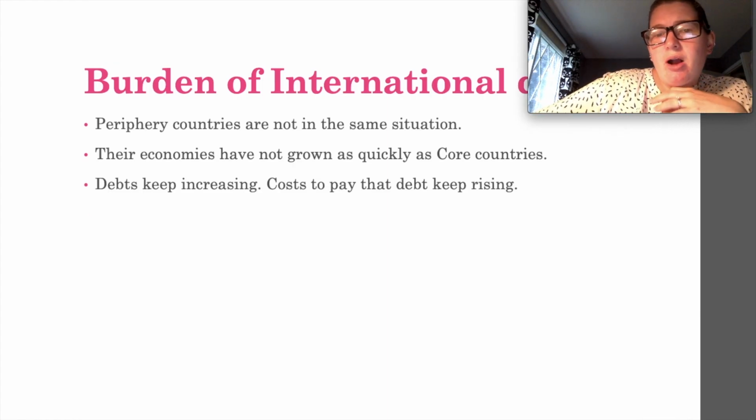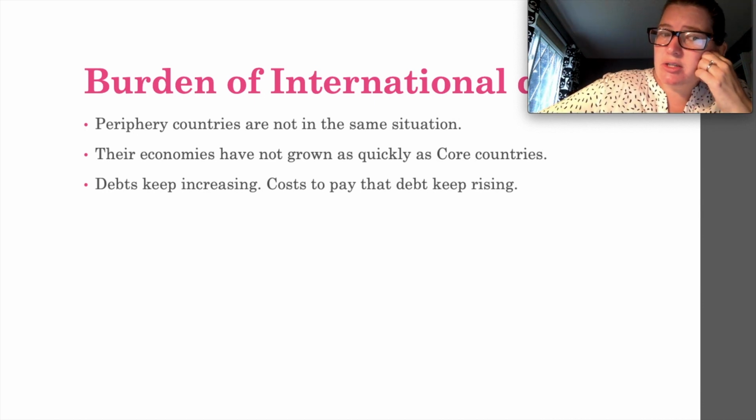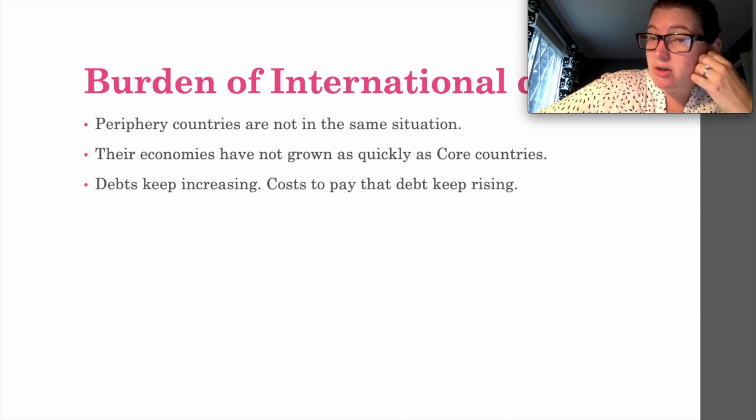Periphery countries are not in the same situation. Their economies have not grown as quickly as the core countries. So debts keep increasing, and the cost to pay the debt keeps rising for them. So the interest rates on these debts.